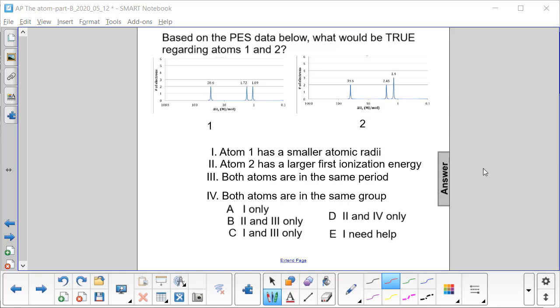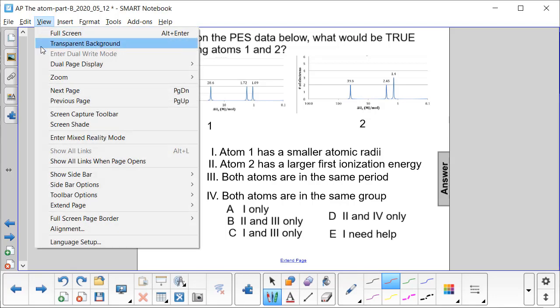Based on the PES data below, what would be true regarding atoms 1 and 2? All right, so I'm going to zoom in on these two spectra that are shown for atom number 1 and atom number 2. We're going to see what we can figure out.